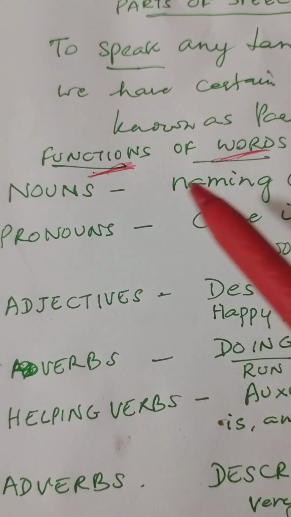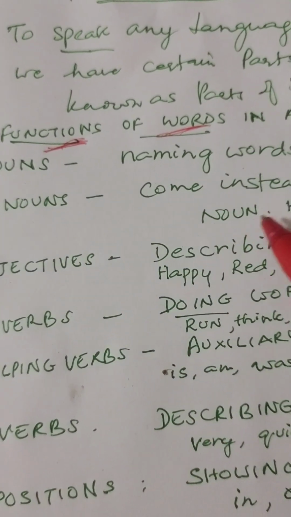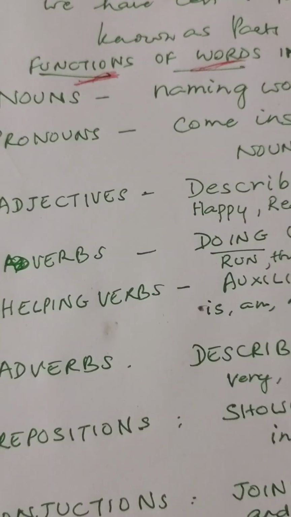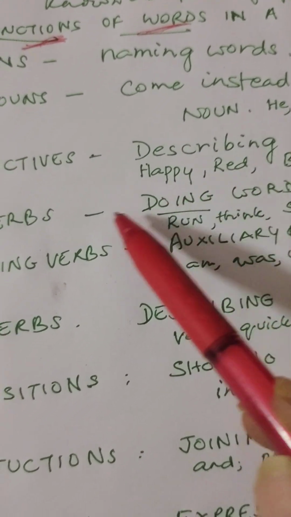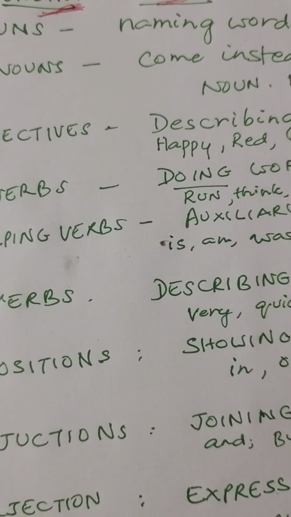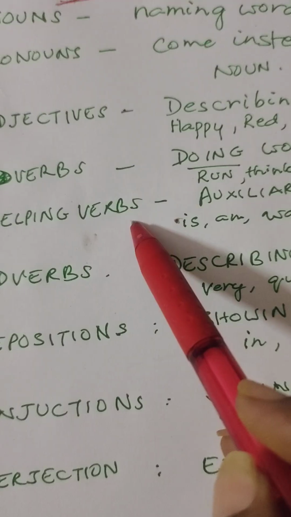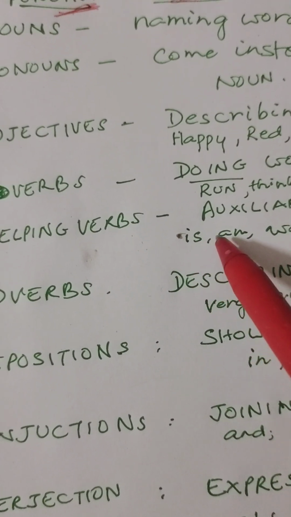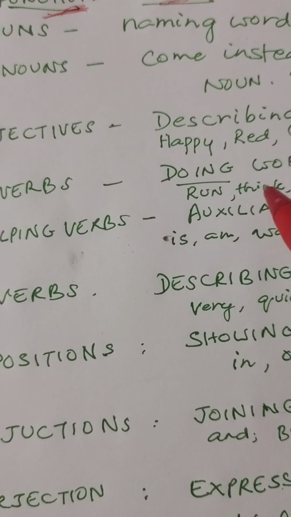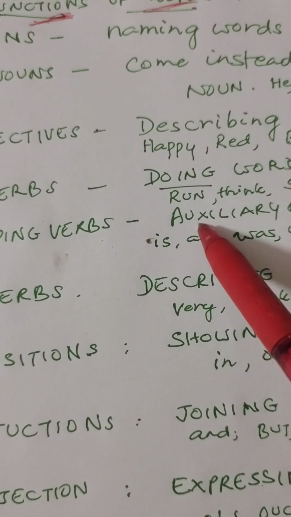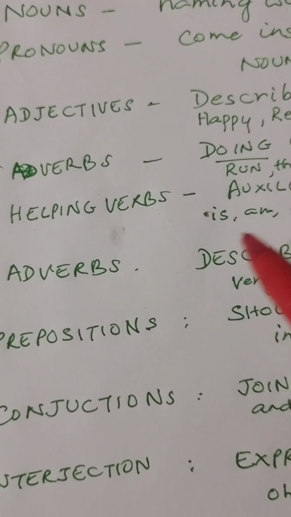Nouns are naming words. Then you have pronouns, which come instead of a noun. Adjectives describe nouns. Then verbs are doing words. Along with the verbs, there are helping verbs that you should know, auxiliary verbs. They help in understanding when the action is happening and with which gender, and subject verb agreement is what we have to do in this.